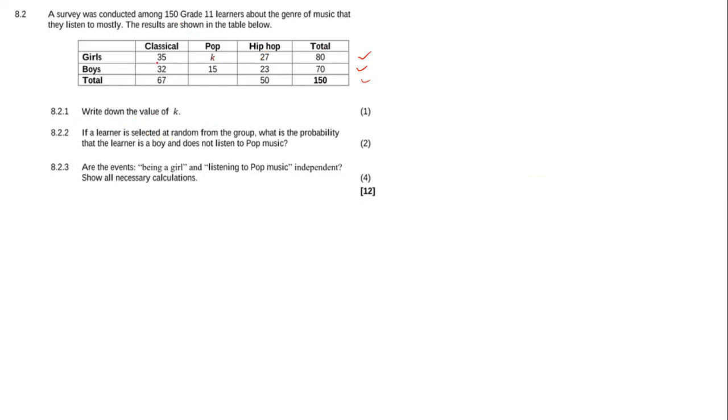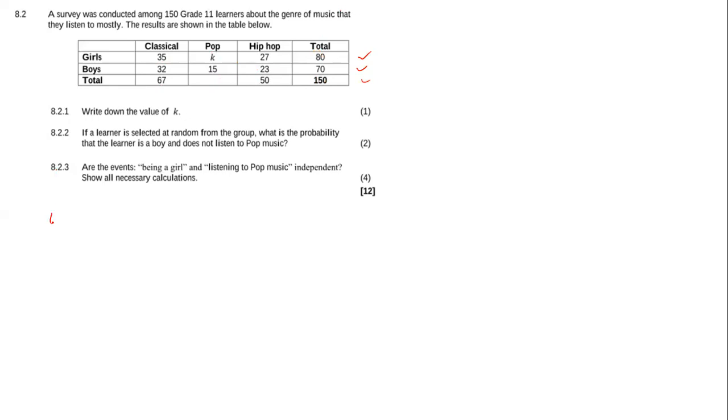What do we mean by the value of K? We can see that K represents the number of girls who love the pop genre. So how are we going to determine K? We can use this row, we can use this column, or we can use this row. But the problem is we do not have the total over there. We can determine this total by saying 67 plus 50 will give us 150. So that's a longer way to determine it. The easiest way is to use this row, because we can see that the total is 80 girls.